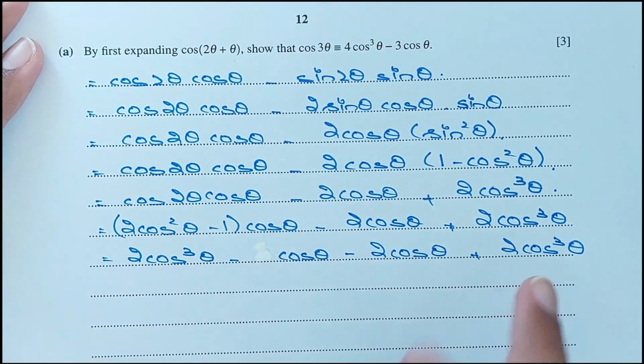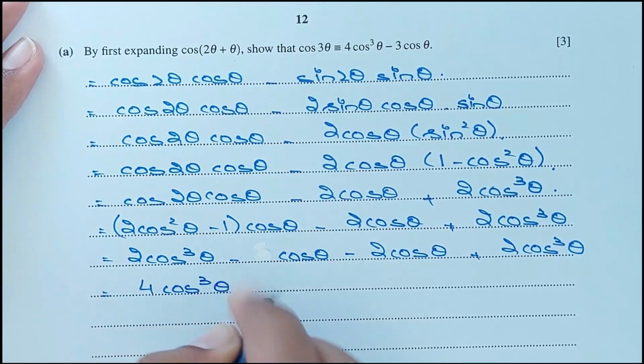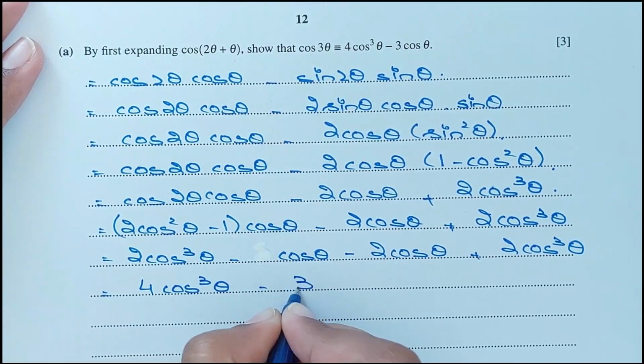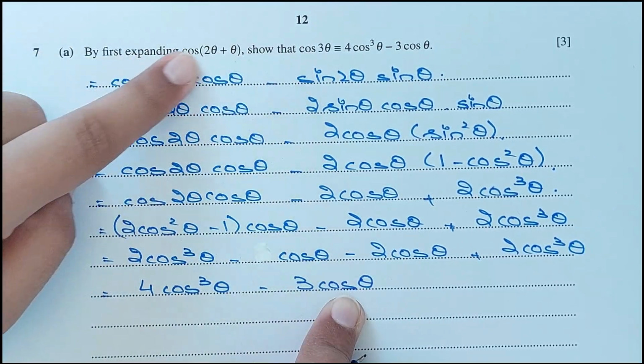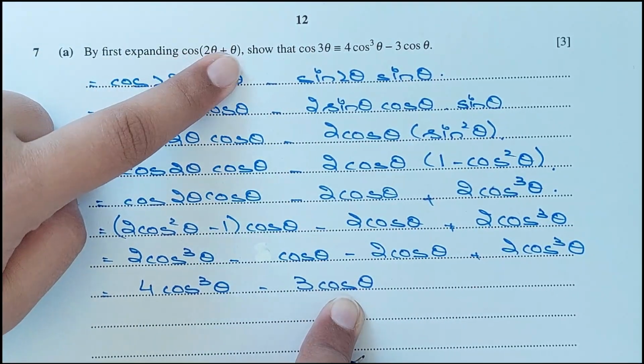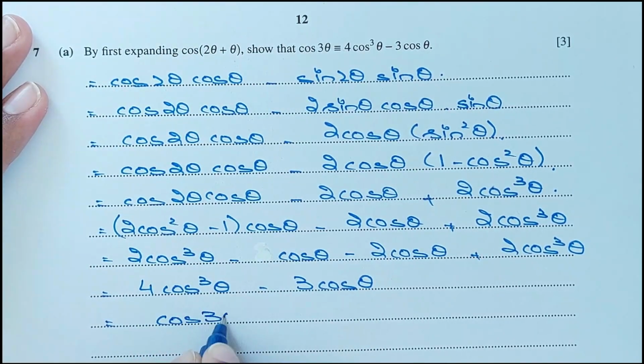So this is 2 plus 2 makes 4 cos cube theta, and minus 1 minus 2 is minus 3 cos theta. This is proved. This is cos 3 theta. Cos theta plus 2 theta makes 3 theta. This is the answer for cos 3 theta.